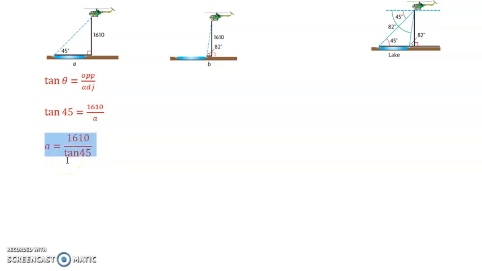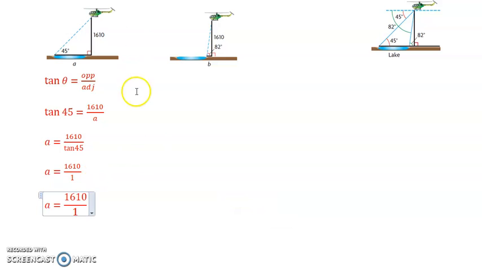And the reason we get 1610 is because tan of 45 is equal to 1. Tan of 45 ends up giving you 1. So A is equal to 1610. That's what we predicted earlier. And like I said, the reason for that is because it's a 45-degree angle. This is an isosceles right triangle, right? So the opposite and the adjacent sides have to be equal. Okay?